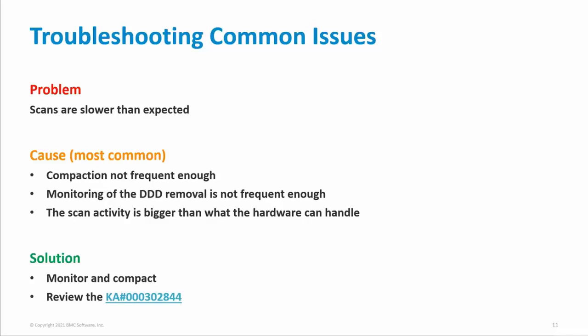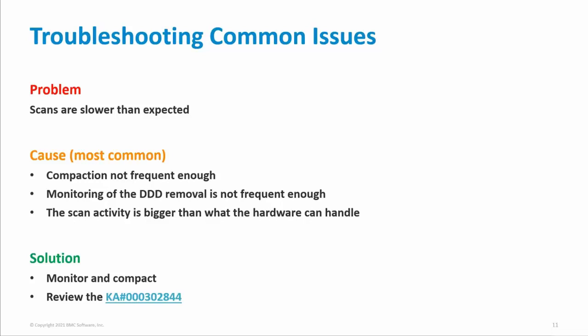The second most common root cause is that the monitoring of the DDD removal is not frequent enough. The DDD removal monitoring would allow you to detect, for example, that you are accumulating too many nodes, too many DAs, or it could also allow you to detect that something keeps discovery from deleting things or deleting them fast enough. When this is not done, of course, the data store is going to accumulate more and more nodes.